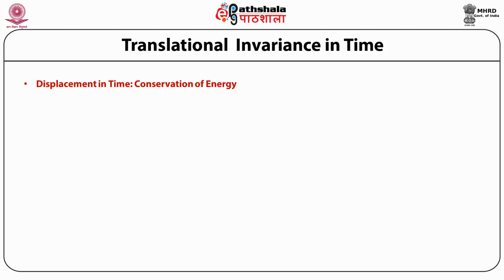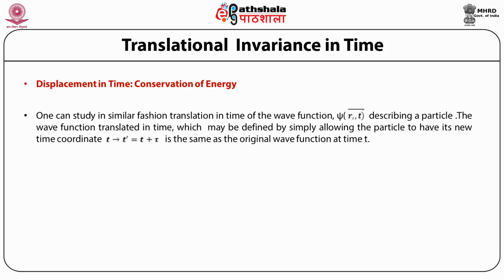So again, starting in a similar fashion as we did for the spatial translation, we do a translation in time of the wave function psi as a function of position vector r and time t, describing a particle. The wave function translated in time may be defined by simply allowing the particle to have its new time coordinate, that is, the time coordinate now translates from time t to time t prime, where t prime is equal to t plus tau, and is the same as the original wave function at time t.